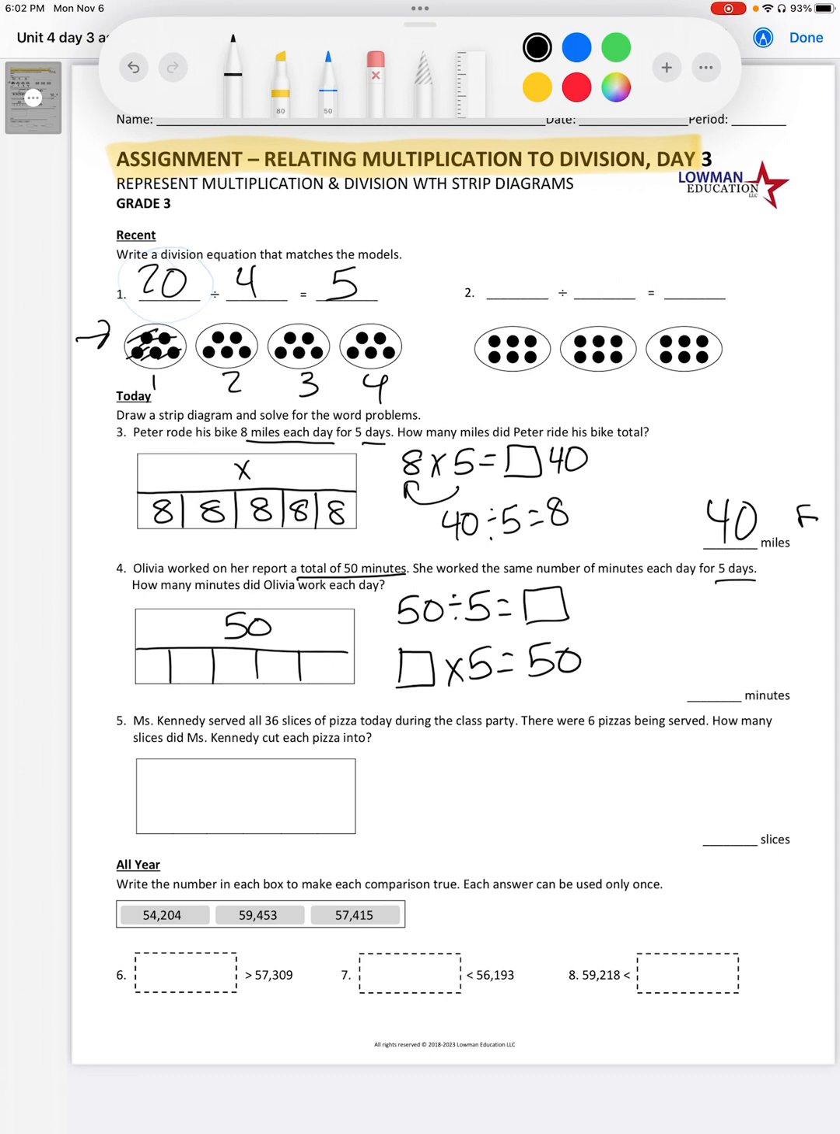5, 10, 15, 20, 25, 30, 35, 40, 45, 50. It took me 10 times of counting by 5 to get to 50. So the answer here is going to be 10 times 5 equals 50. 50 divided by 5 equals 10.